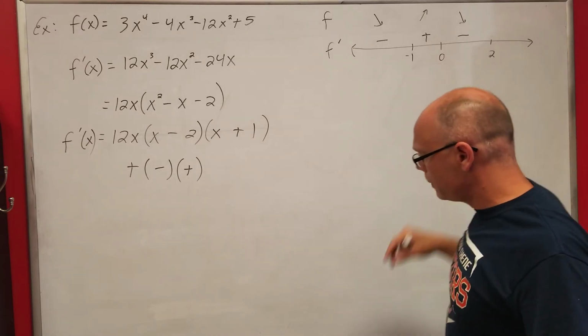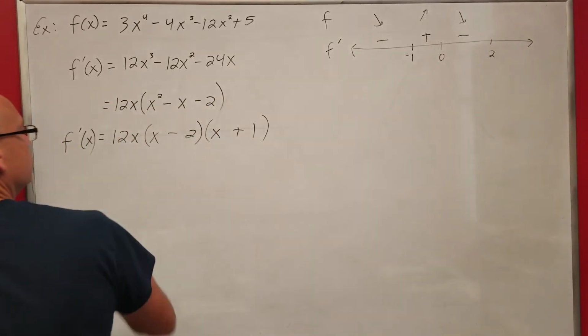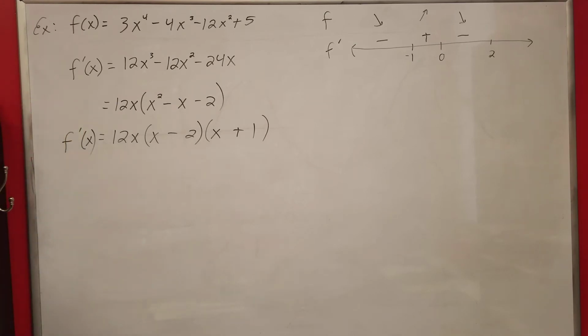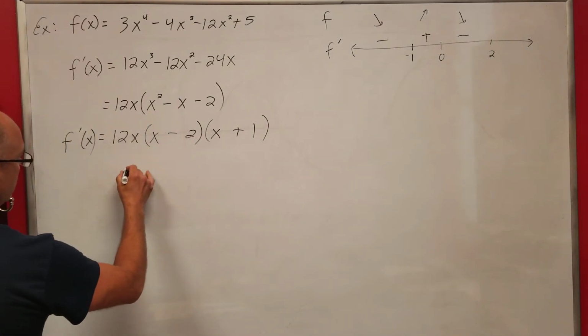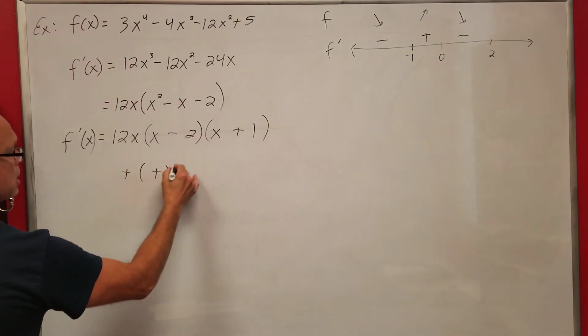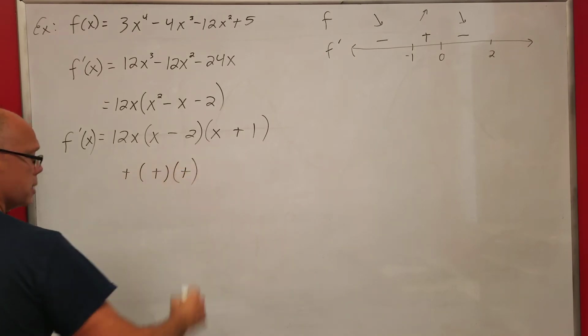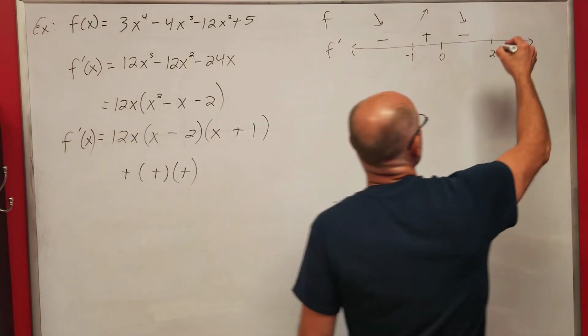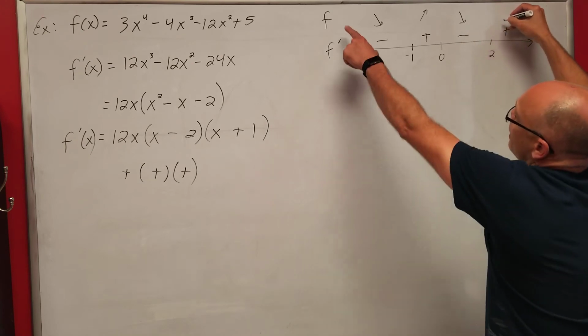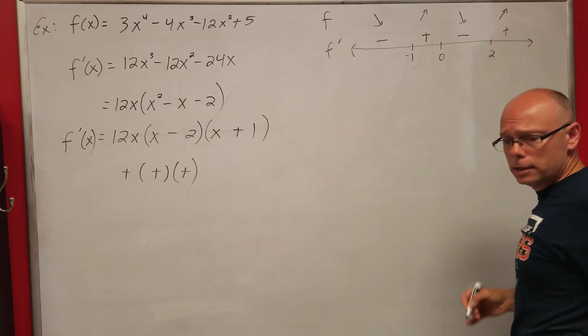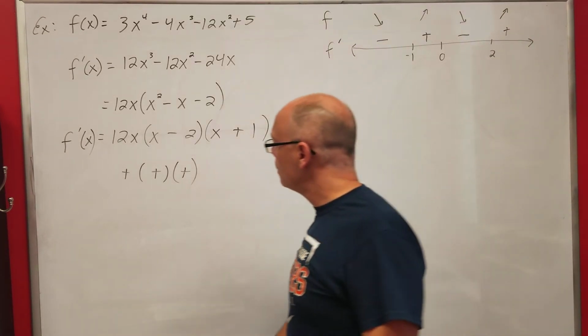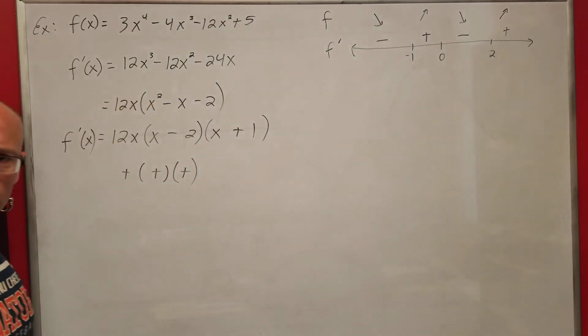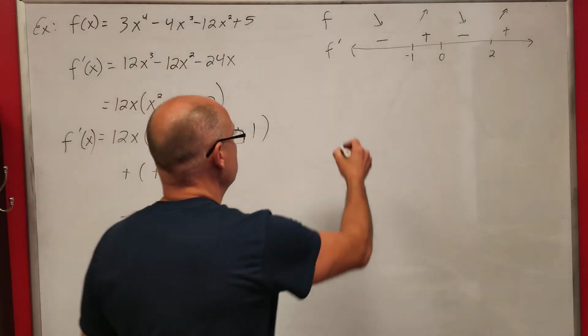Now let's pick a test value here, like let's say 3. What happens if I run 3 through my derivative? I get a positive, and a what? Positive. Positive times a positive is a positive. So f then is increasing. All right, so they want me to list the intervals where f is increasing and where it's decreasing.